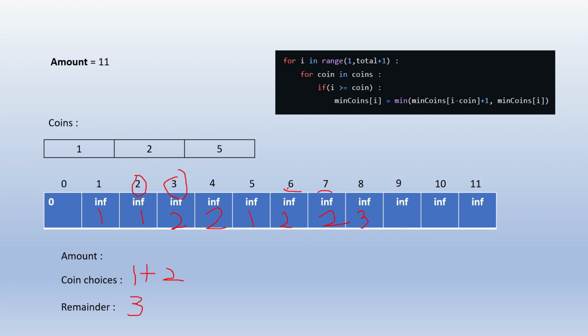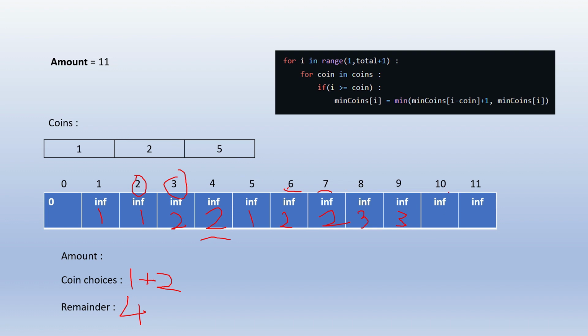If you want to make the sum 9, 1 coin of 5 rupees is required, plus the remainder is 4. The number of coins required to make the sum 4 is 2 coins. So plus 2. The total is 3. You need 1 coin of 5 and 2 coins of 2 to make the sum 9.